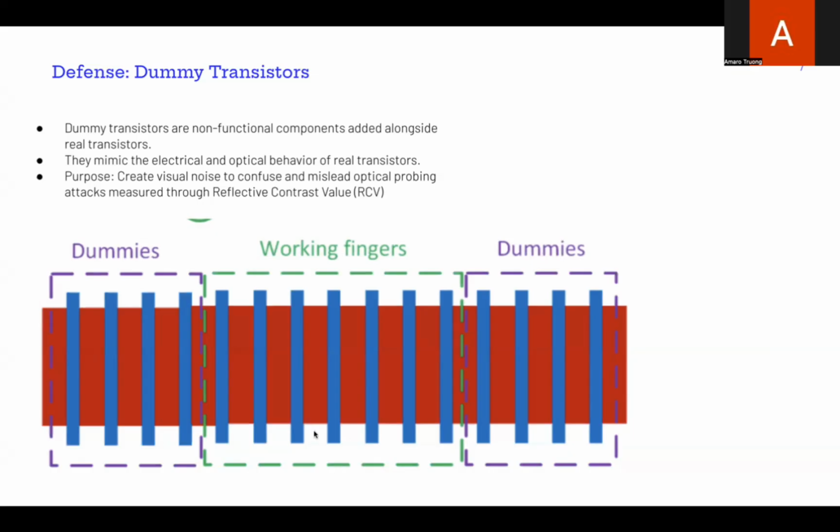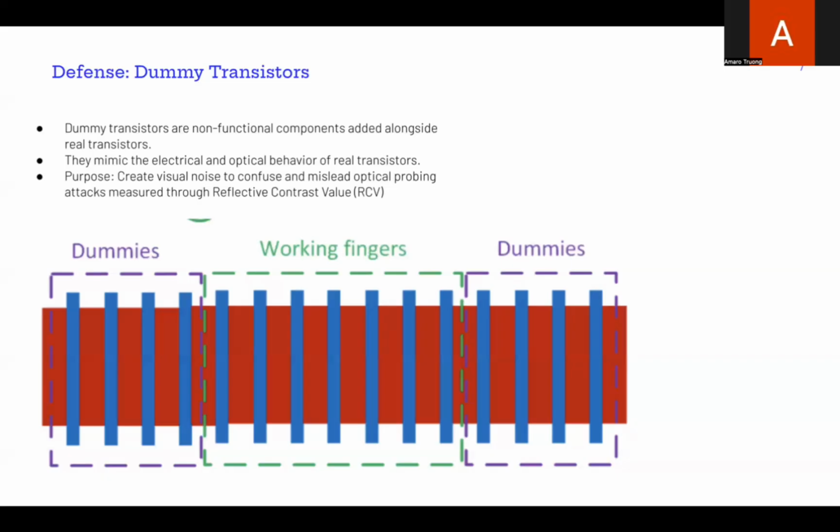In the middle, these are working transistors. These are the actual transistors the electricity flows through in order to function. The purpose of a dummy transistor is to be a non-functional component added alongside real transistors. Even though it is a dummy, it can mimic the electrical and optical behavior of real transistors. But why? We do this because we want to create visual noise in order to confuse and mislead those who are using optical probing attacks.